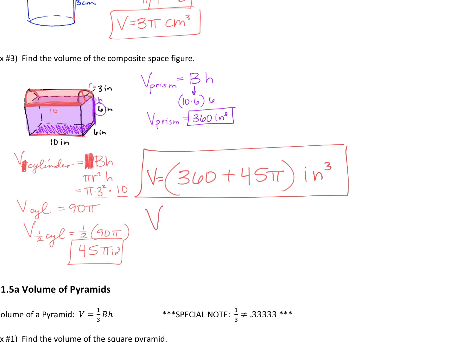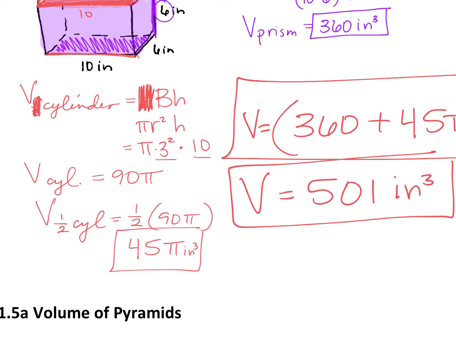Okay, if they say round it, which a lot of times on these ones they will, you just plug that into your calculator. 360 plus 45 pi is about 501 cubic inches. Okay, so just pay attention to how they ask you for it, and if they don't specify, then you get to choose. Questions on that? All right.